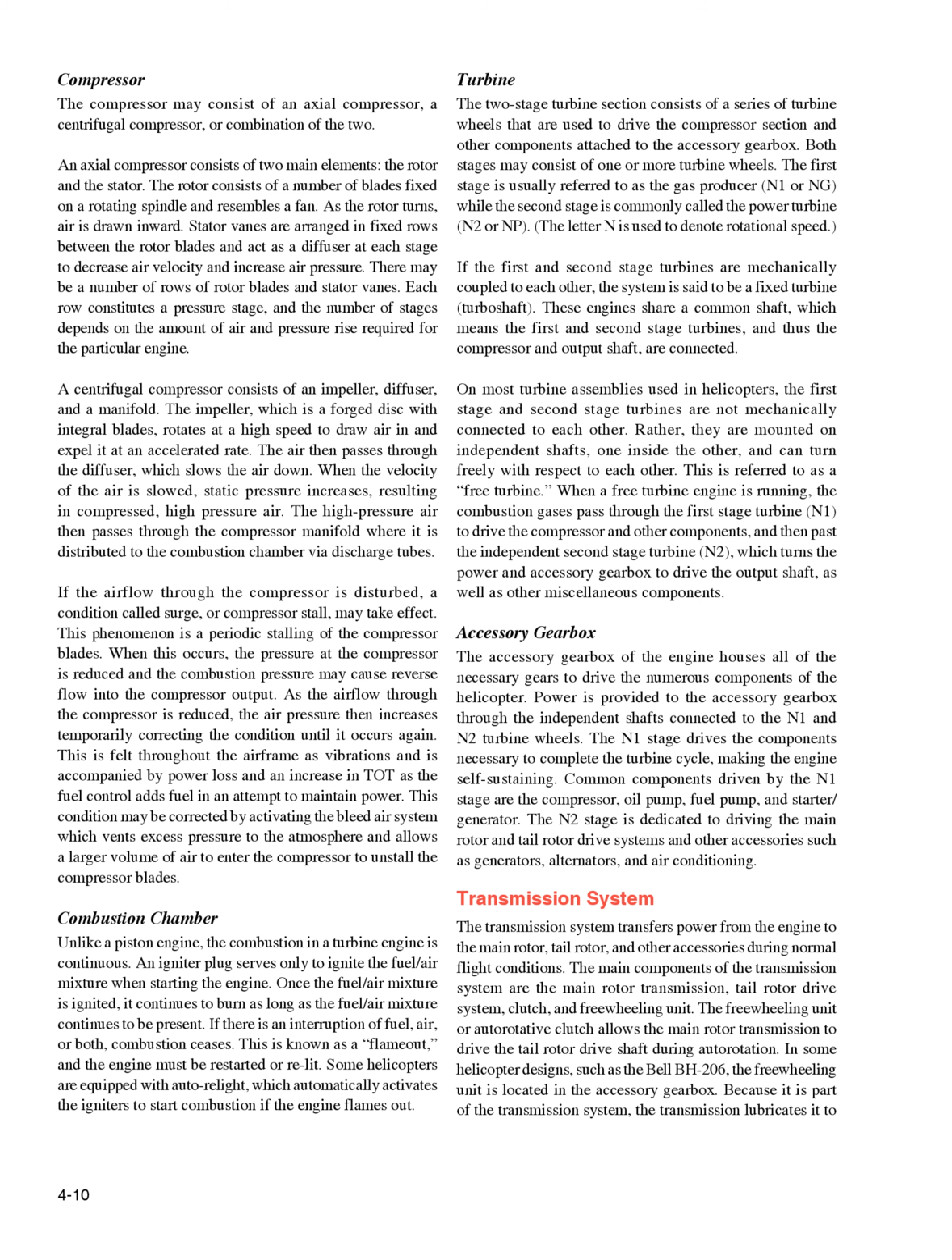Turbine. The two-stage turbine section consists of a series of turbine wheels that are used to drive the compressor section and other components attached to the accessory gearbox. Both stages may consist of one or more turbine wheels. The first stage is usually referred to as the gas producer, N1 or NG, while the second stage is commonly called the power turbine, N2 or NP. The letter N is used to denote rotational speed. If the first and second stage turbines are mechanically coupled to each other, the system is said to be a fixed turbine turboshaft.